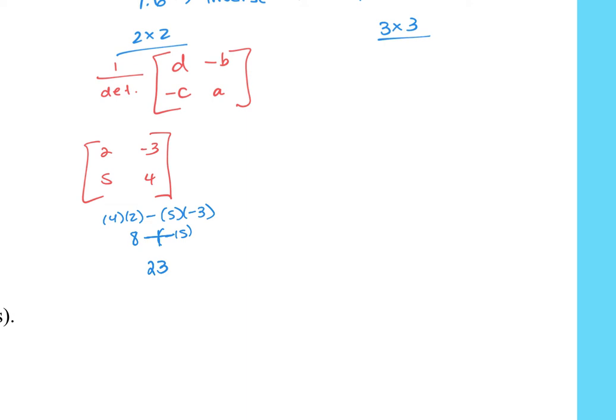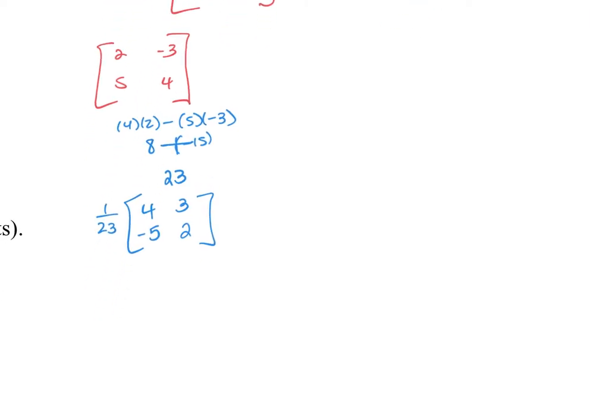And then I do 1 over 23 times, I switch the 4 and the 2, and I change the signs on the -3 and the +5. And then I distribute that in. So it'd be 4 over 23, 3 over 23, -5 over 23, and 2 over 23.